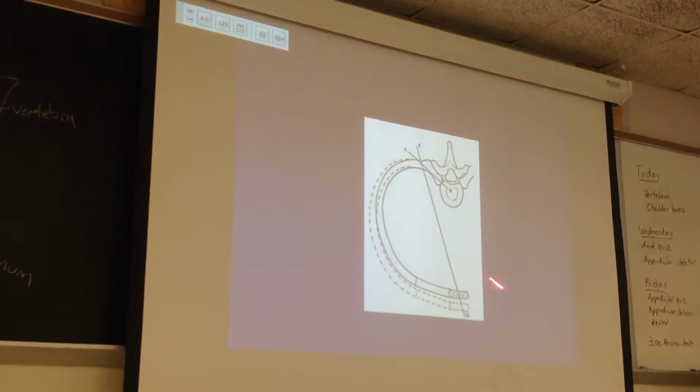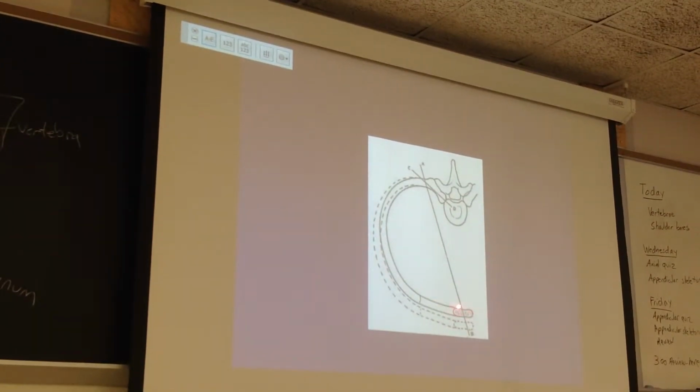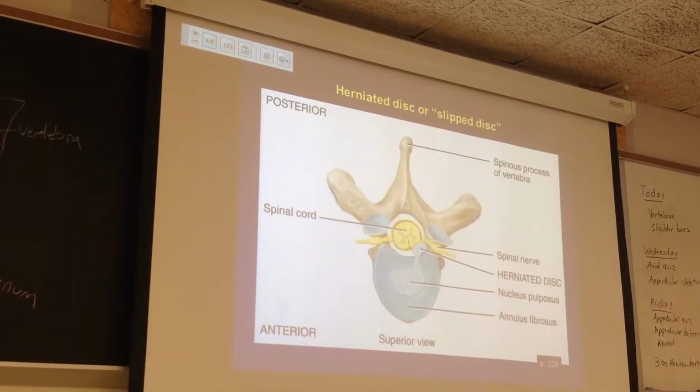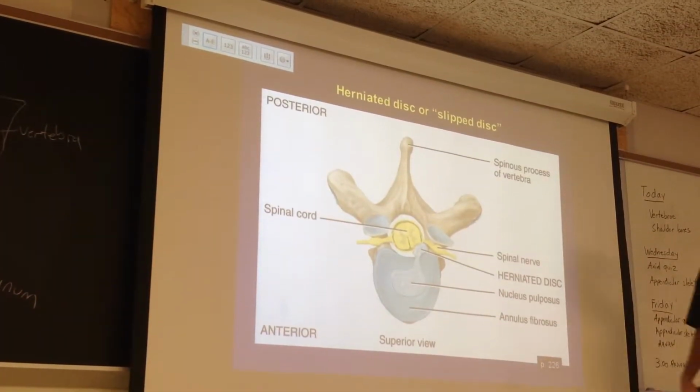Oops. What's this thing right here, by the way? That's the sternum. Yeah, there's the sternum right there. Okay, try and get yourself. Last slide, then we're going to move on to the appendicular skeleton after this.